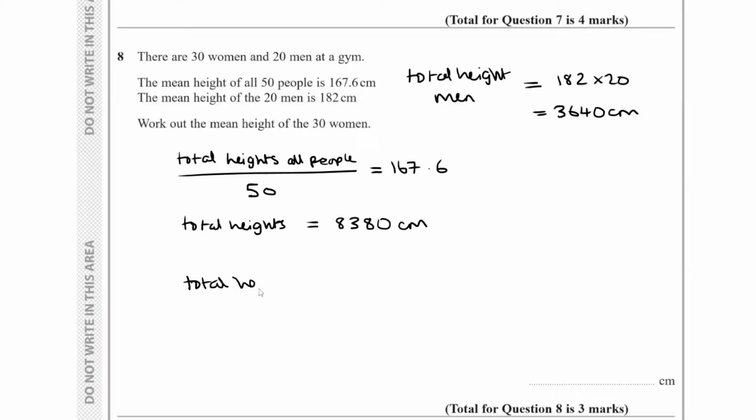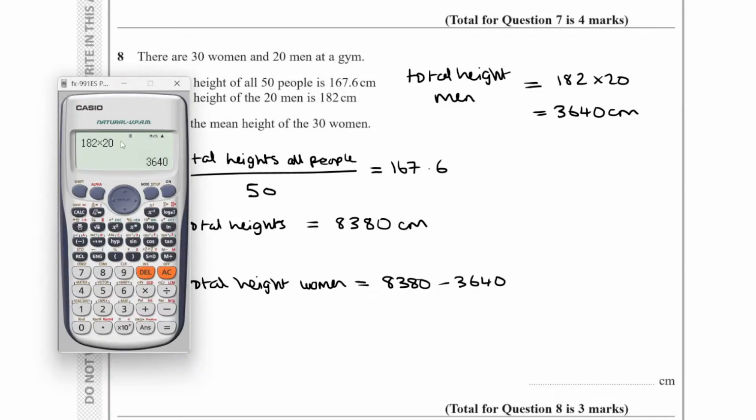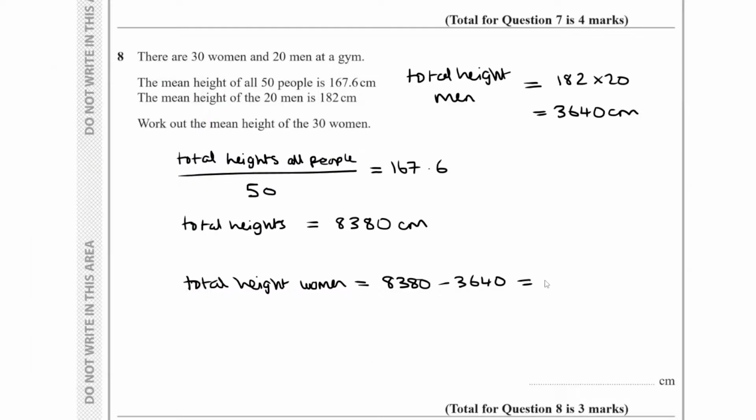So to find the total height of just the women, I would just subtract these two, wouldn't I? The total height of the women is just the difference, whatever's different between all of them and just the men. So I would subtract that. So I've got my answer here. So 8380 minus my answer, which was the 3,640, is 4,740.